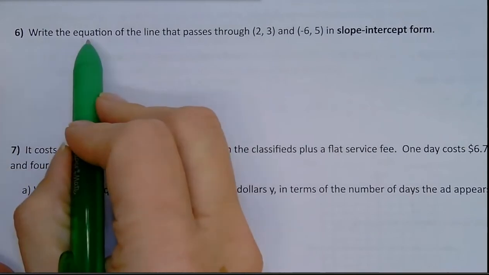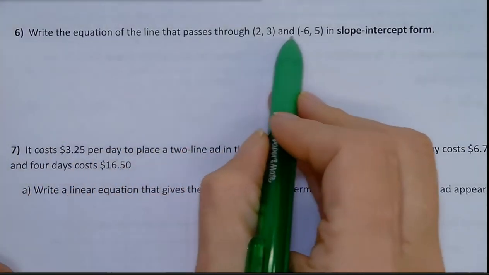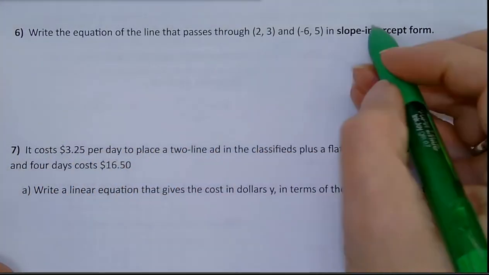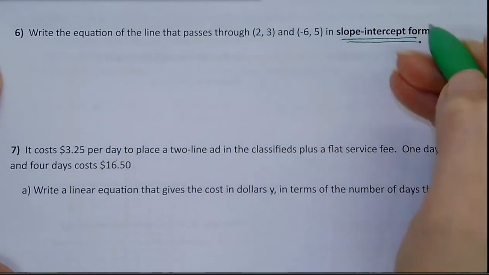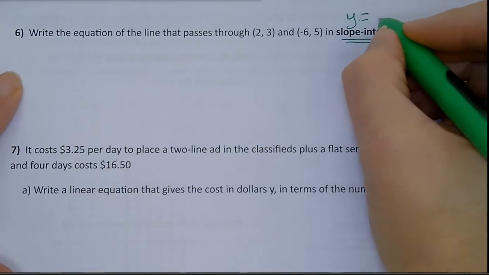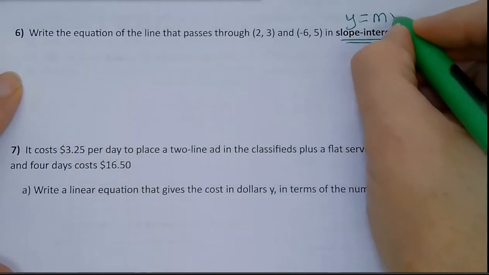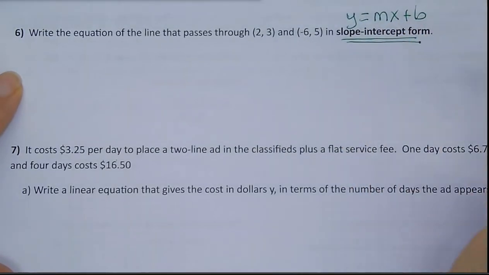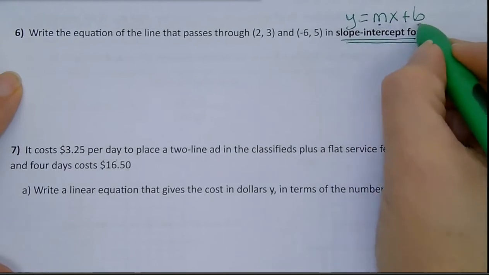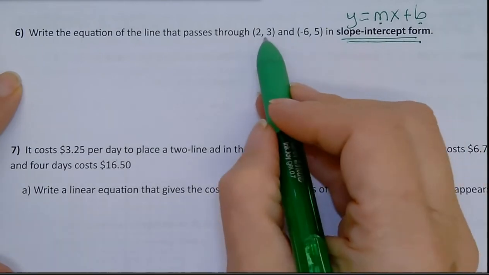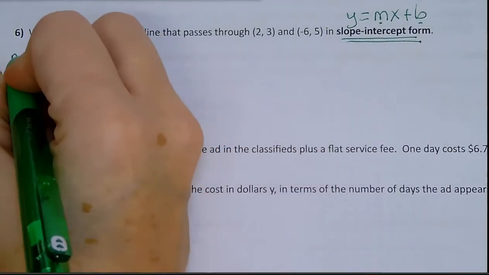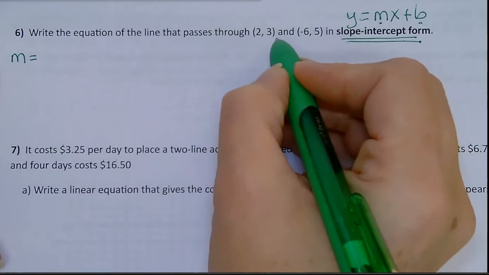Number 6 says write the equation of the line that passes through these 2 points, (2, 3) and (-6, 5) in slope-intercept form. Since I'm told what form, I want to remember the slope-intercept is y equals mx plus b. That's the form I need because there's my slope, there's my intercept. So I need a slope and I need an intercept. They gave me 2 points. So what I'm going to find first is my slope from those 2 points.